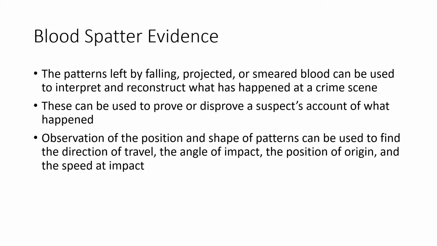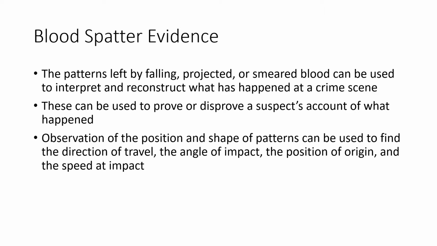But looking at blood spatter, it's the patterns left by falling, projected, or smeared blood that can be used to interpret or reconstruct what happened at a crime scene. Depending on what type of blood patterns we see, we may be able to figure out what type of crime occurred, where the person was standing, different things like that. These can be used to prove or disprove a suspect's account of what happened, to make sure that the facts of what they heard or witnessed add up.